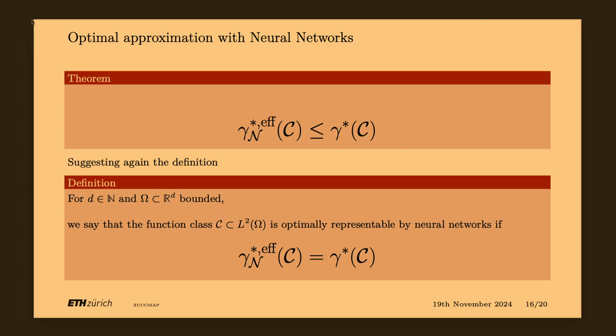So how are you saying that, as you said at the beginning, most of the functions that are used in mathematical signal processing are actually optimally represented by neural networks?